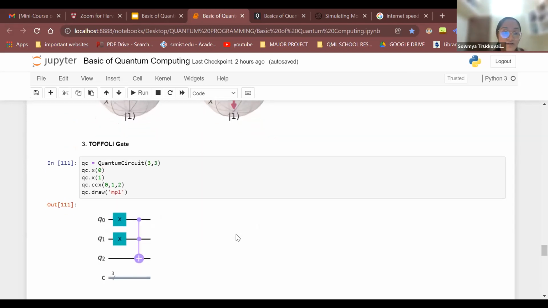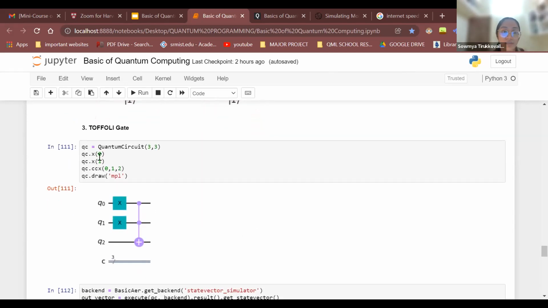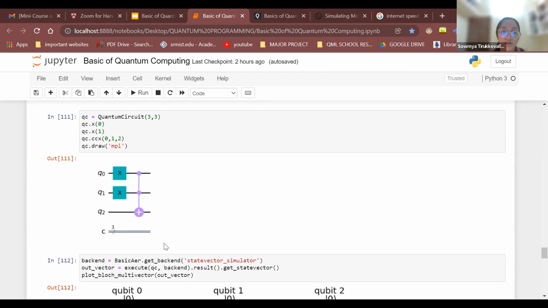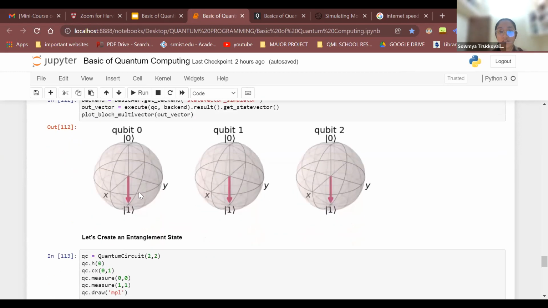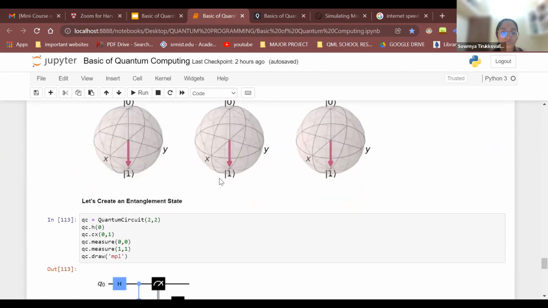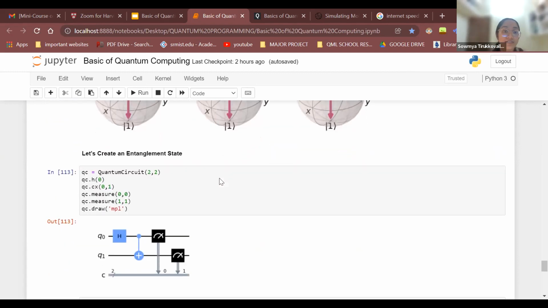The Toffoli gate is represented by this symbol. So I've applied an X gate to qubit 0, and I've applied another X gate to qubit 1. And qubit 0 and qubit 1 are control qubits, whereas qubit 2 is the target qubit. So after applying the gates, qubit 2 flips from state 0 to state 1 because both the control qubits are in state 1. So let's create an entanglement state.